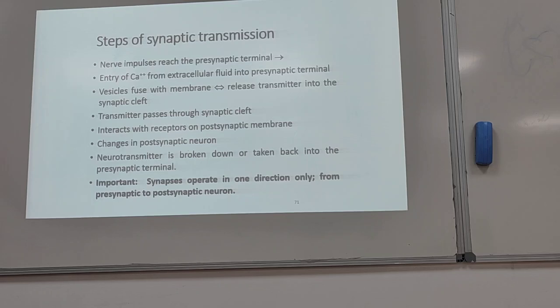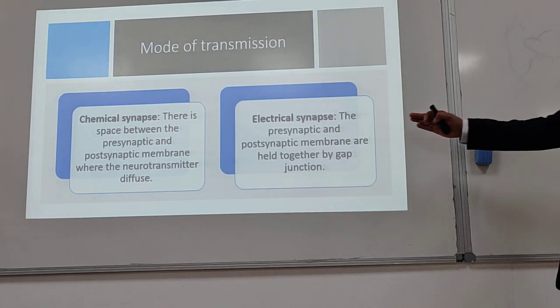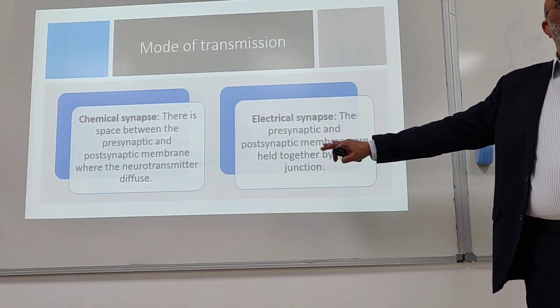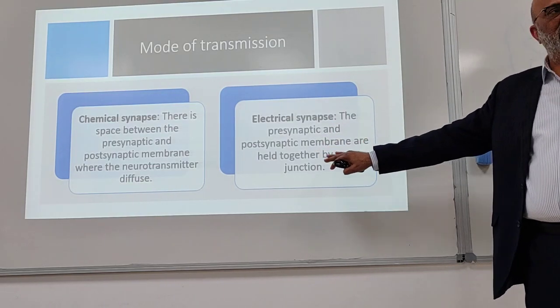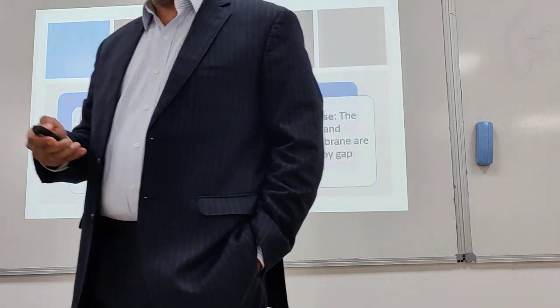discussion of synapse. And we have two types of synapse. One is chemical synapse and the other is electrical synapse. We do not have many electrical synapses in humans, but in some animals we have many electrical synapses. The type of synapse which I discussed with you is chemical synapse.